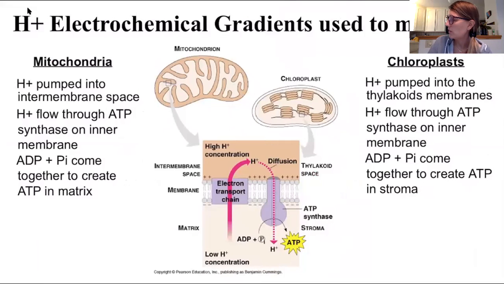So I just want to mention the last thing here, which is about these proton electrochemical gradients that I told you about that are really important for making ATP. And they're important for making ATP in both mitochondria and in chloroplasts, right? So in the mitochondria, the hydrogens are pumped into the intermembrane space, and that is kind of shown here with that darker beige color, right?